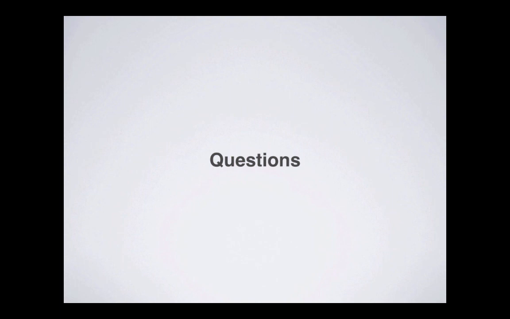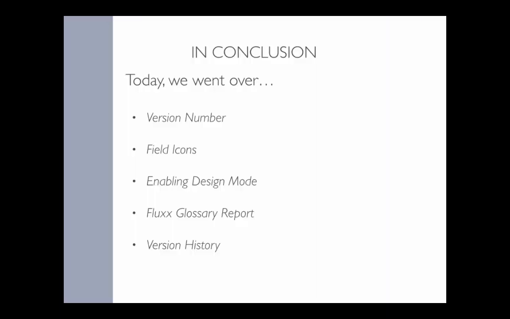Okay, looks like that's the last question here, so we're going to go ahead and call it for today. Today we went over the Word add-in and a couple of tips and tricks. We reviewed how to check on the version number. We went over field icons. We went over how to enable design mode. We went over the Flux glossary report and using that as a reference. And we learned about version history and how to restore older iterations of your template.